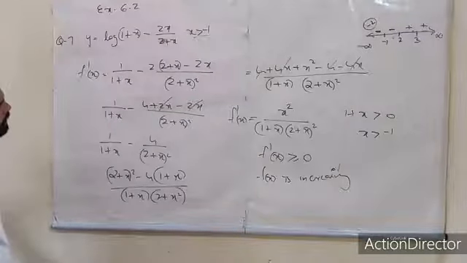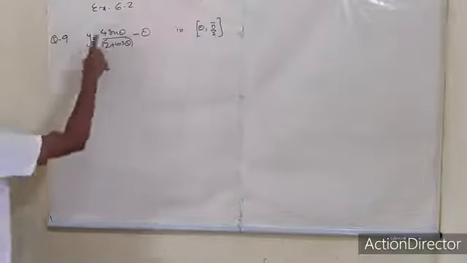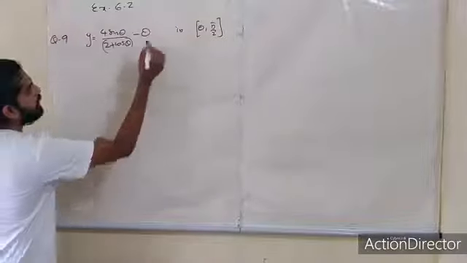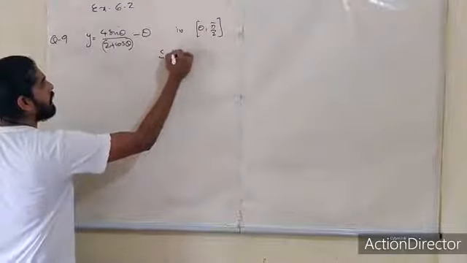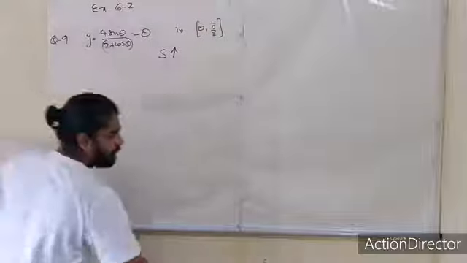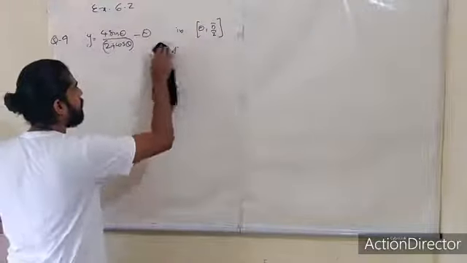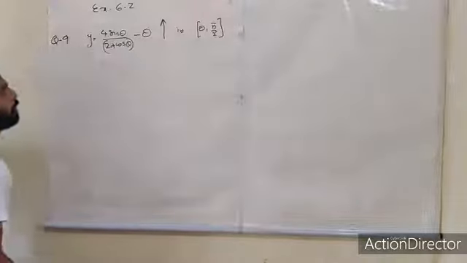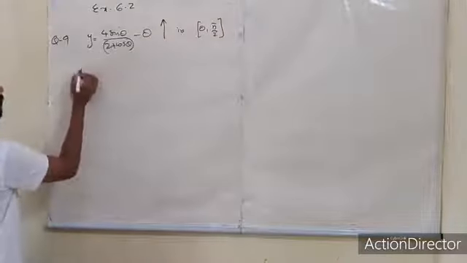Let's move to the next question. Question number 9: y equal to (4 sin theta)/(2 + cos theta) minus theta. We have to prove that the function is strictly increasing in this interval, closed 0 to pi by 2. Okay, strictly increasing, I think it said only increasing, not strictly. We have to prove the function is increasing in closed 0 to pi by 2. Okay, so let's try it.